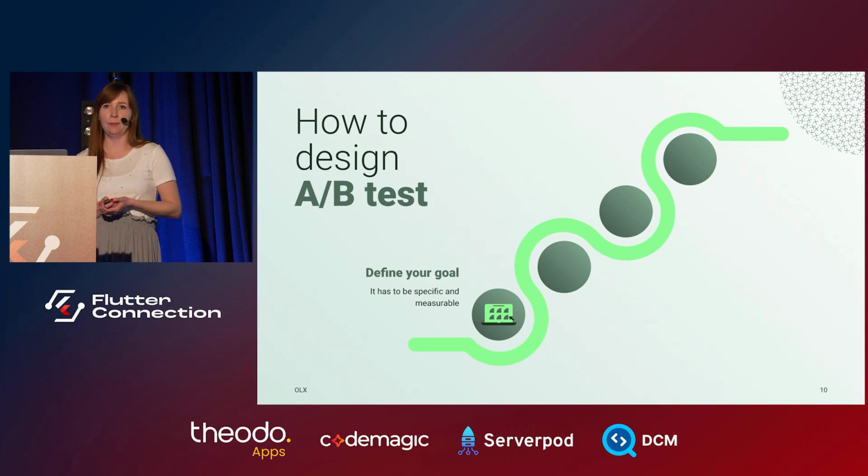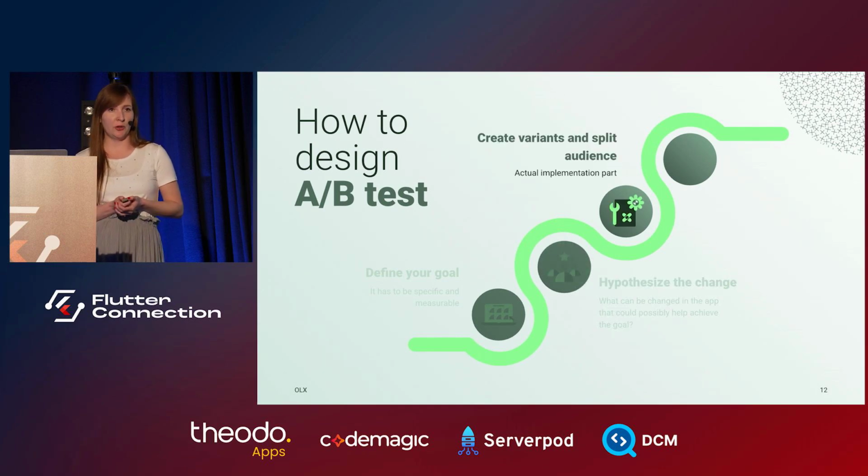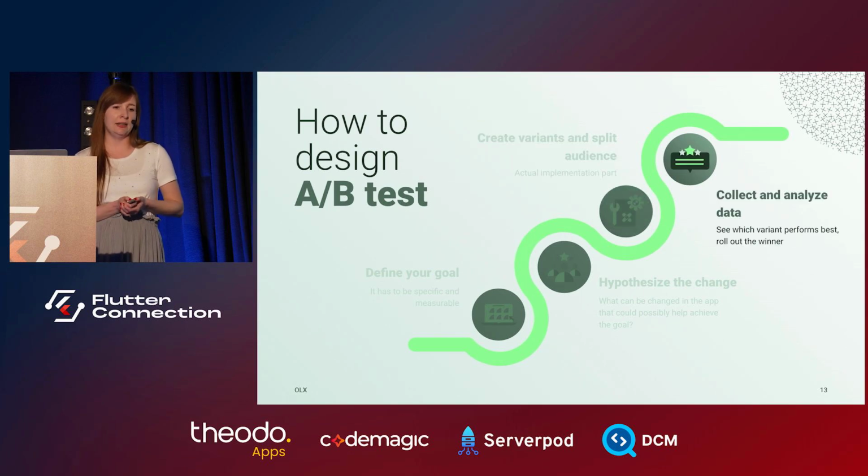And how to design an A/B test? First of all, you need to define your goal, and it has to be specific and measurable. You can't just say, I want my app to be better, but you can say, I want more users to register. And then you need to hypothesize the change. So this is where you come up with ideas that will help you achieve the goal. So if you want more users to sign up, maybe the sign-up form should be more friendly to them or even shorter. After that, you create the variants and split the audience. So this is the actual implementation part. And then you need to release this app version, start the experiment, and wait for the results. After that, analyze them and roll out the winner.